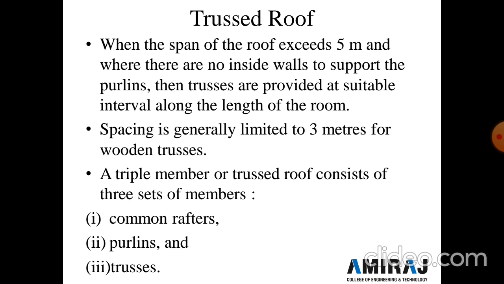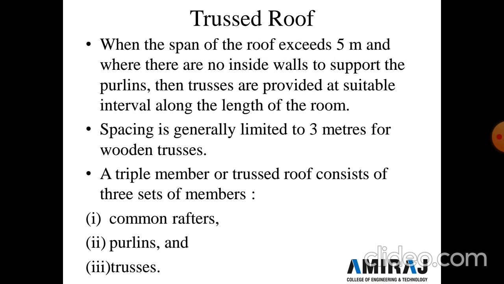When the span of the roof exceeds 5 meters and there is no inside wall to support the purlin, then trusses are provided at a suitable interval along the length of the room. Spacing is generally limited to 3 meters for a wooden truss. A truss roof consists of 3 sets of members: first is a common rafter, second is a purlin, and third is the trusses.